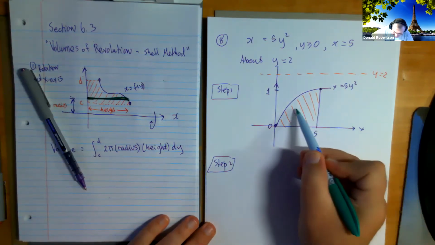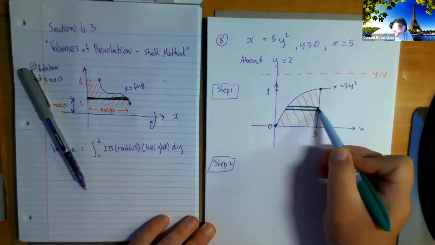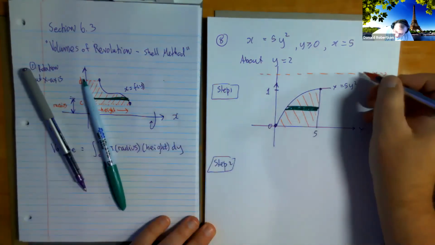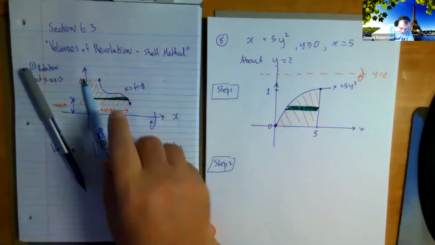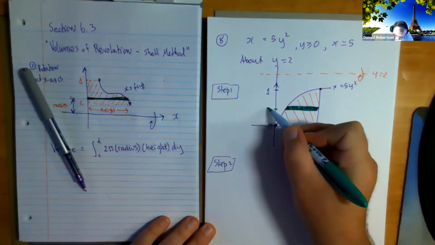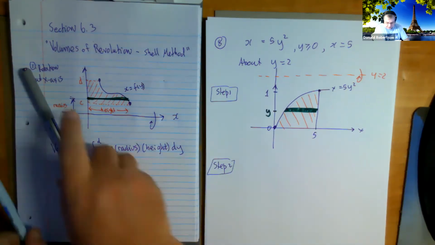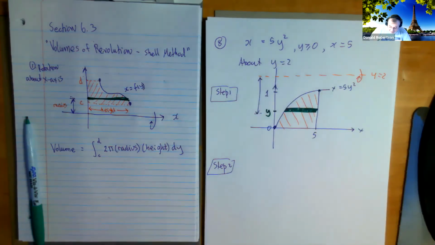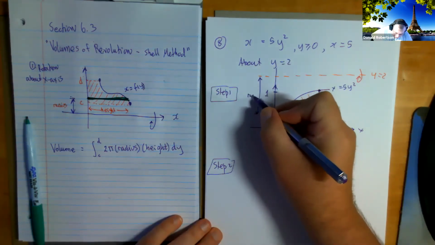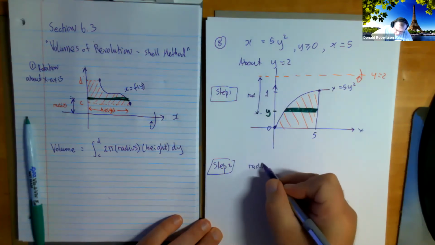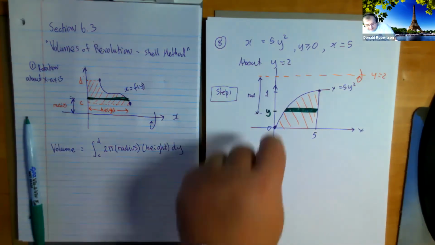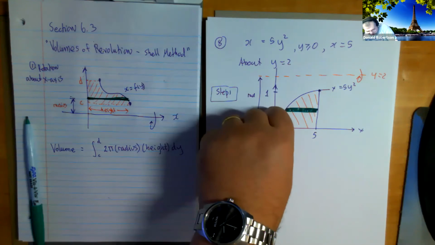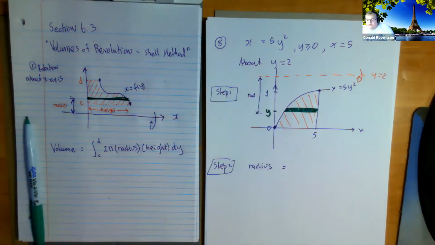Okay, here's our go-to rectangle. Here's our axis of rotation. This guy here is y. The radius is going to be that distance. From here to here is 2. From here to here is y. What's the radius?